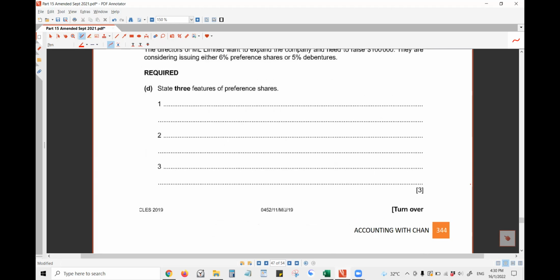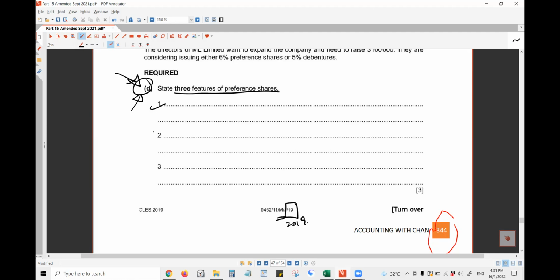Okay, next page. Sorry, not next page. 344. Okay, 344. Question D. See, is this the same question? Yes. Page 344. Same question. D. Okay, coming out in 2019. 2019. May June. Three features of preference shares. So is it possible for such question to come out again in the future? Yes. But this time they ask for more.